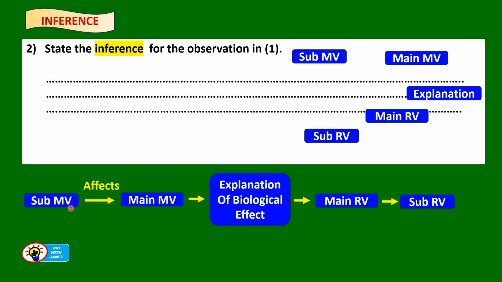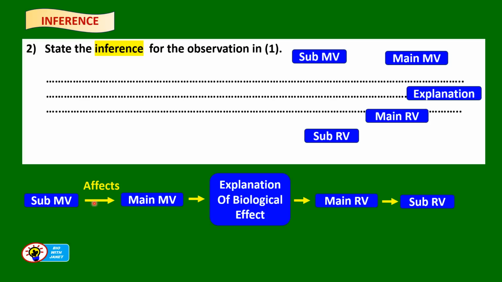All right. Now here, you talk about the sub MV first. What is the sub MV? It is the distance of the light bulb from the hydrilla, correct? Then is the distance short or long? The distance is short, right? It's shorter compared to the other one. So how does it affect your main MV, which is your light intensity? Then what is the effect of that light intensity, which is either high or low, upon the main RV, which is your rate of photosynthesis? So you must explain the biological effect, if possible. And then lastly, the main RV will affect the sub RV, which is your number of gas bubbles released.